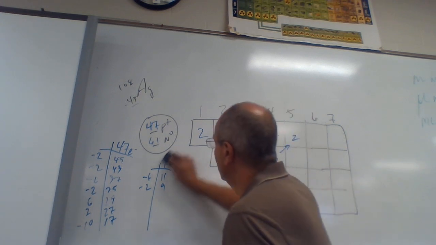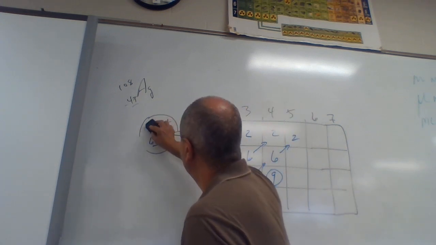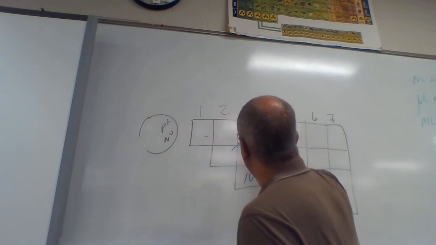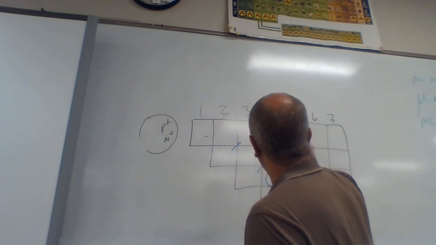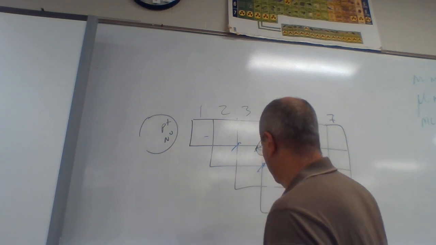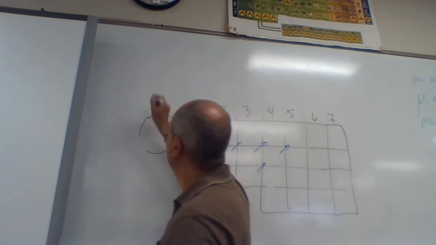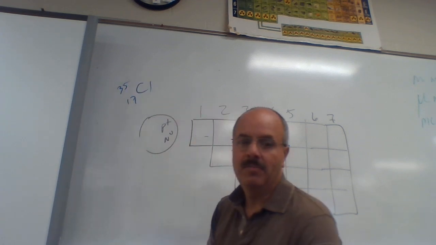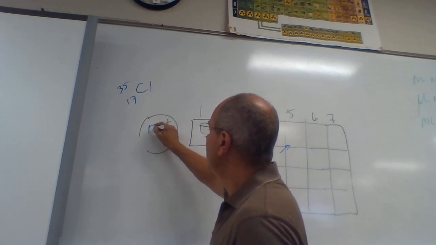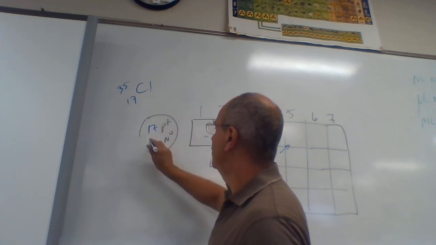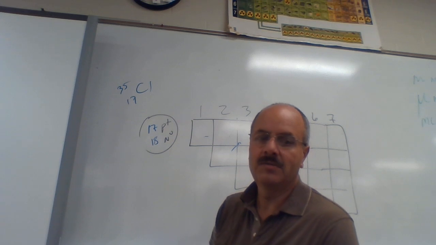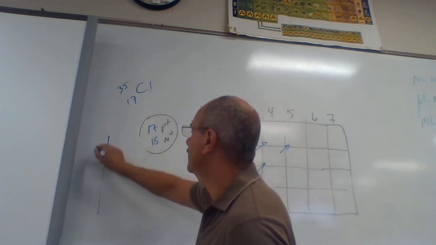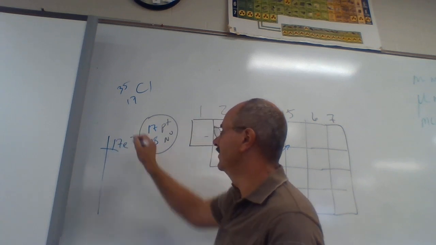Next one happens to be chlorine. So I'll erase all this. And I'll erase these. All right, so chlorine is 17 and 35. So how many protons does he got? You should have 17 protons. Figure out neutrons, subtract those two, he's got 18 neutrons. Now how many electrons does he have? Protons equal electrons. So he's got 17 electrons.